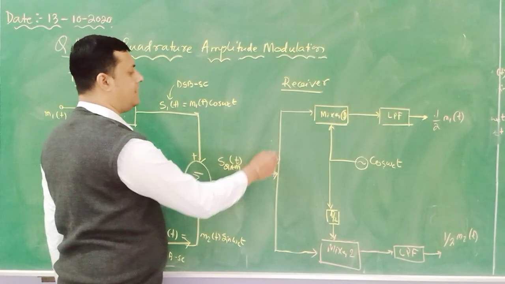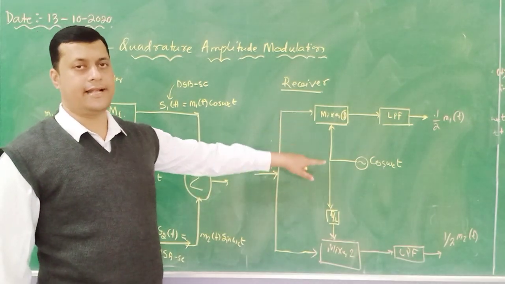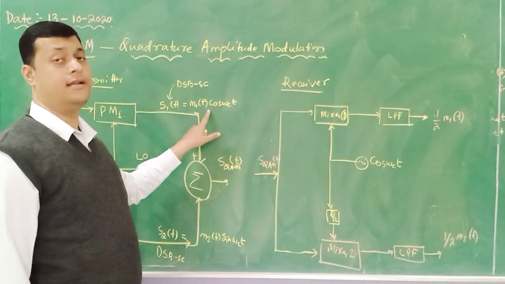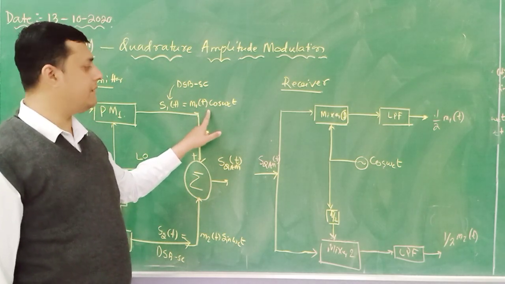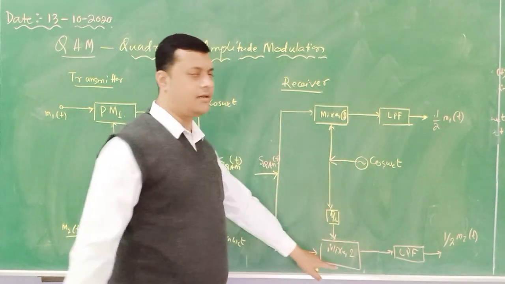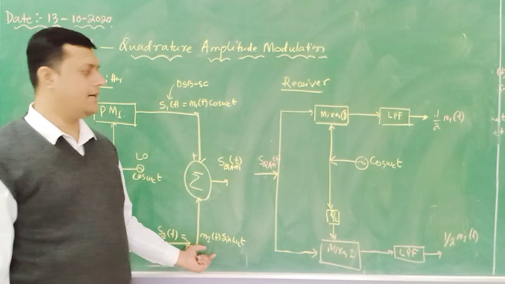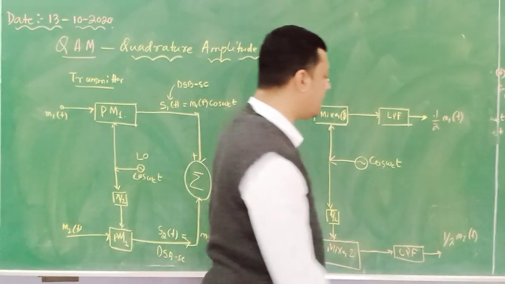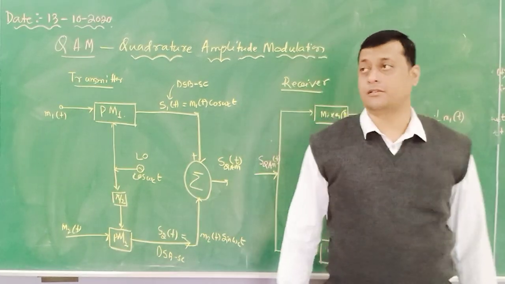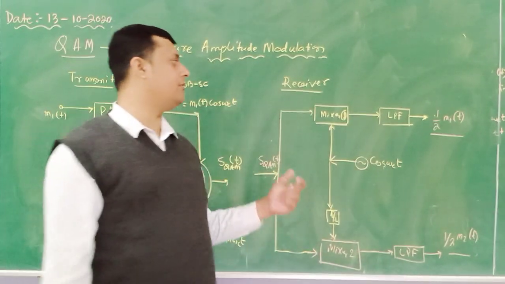Similarly, at the receiver end, the demodulation takes place. The first mixer, in which the cosine signal is provided, will synchronize to the signal where the cosine term is available. Similarly, the second mixer, in which we provide the sine term, will synchronize to the second message component, so that after demodulation we will get half m of t and half m1 of t. So this is the basic block diagram for the QAM transmitter and QAM receiver.